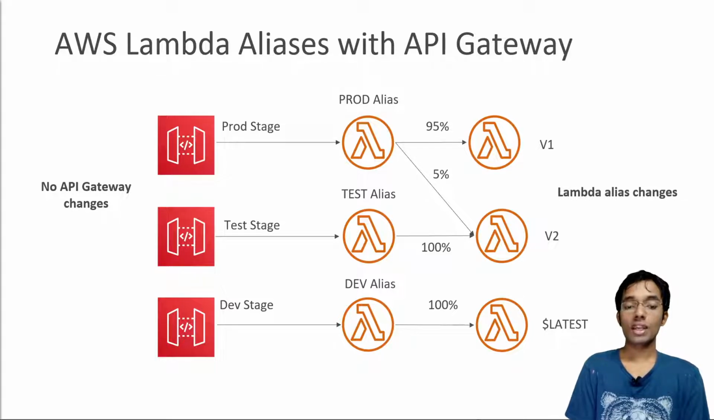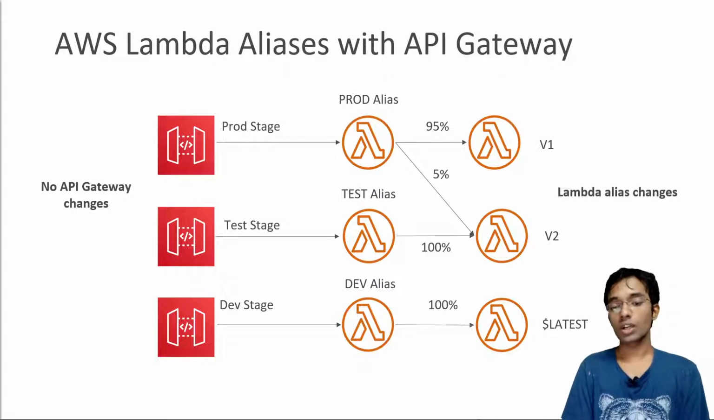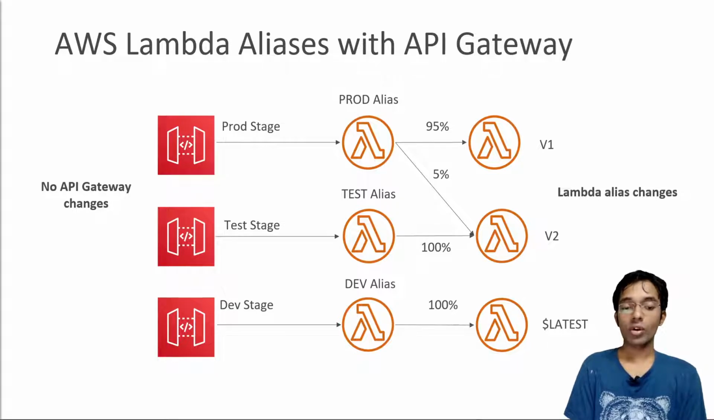So in this example, what I want you to notice is that the changes happen at the lambda alias level. Okay, the changes happen at the lambda alias level. But from an API gateway perspective, there are no changes, so we don't have to reconfigure our API gateway, if it's pointing to an alias on lambda.